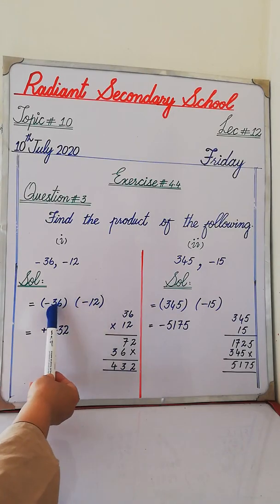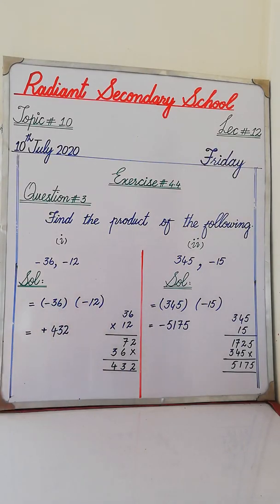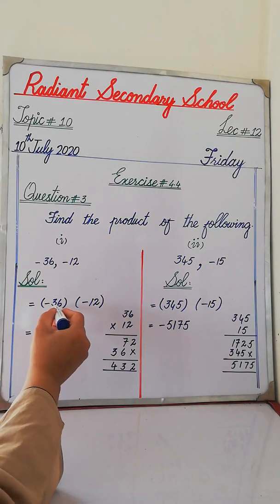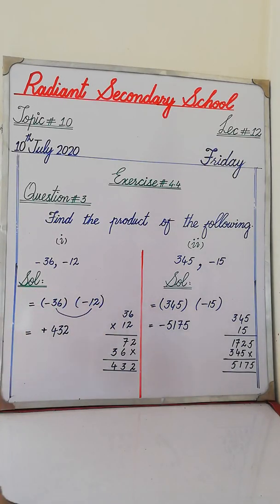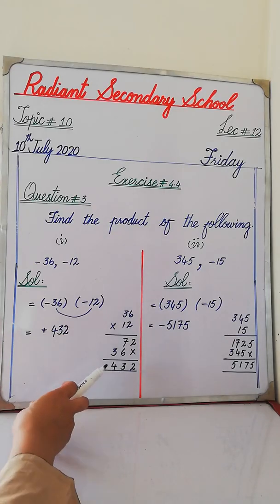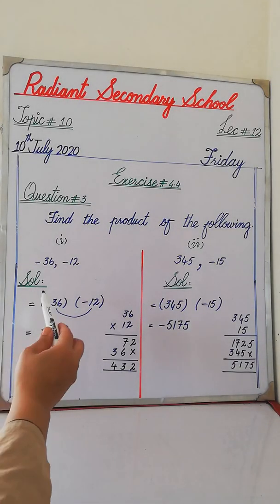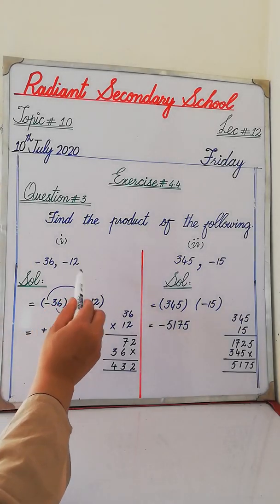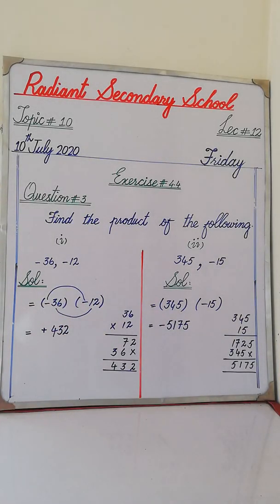Now what does it mean? It means we have to multiply both numbers with each other. 36 multiplied by 12, you can see I have multiplied both numbers in rough work and the answer is 432. In the same way, signs multiply with each other. When I multiply minus with minus, my answer will be positive. So the final answer will be plus 432.